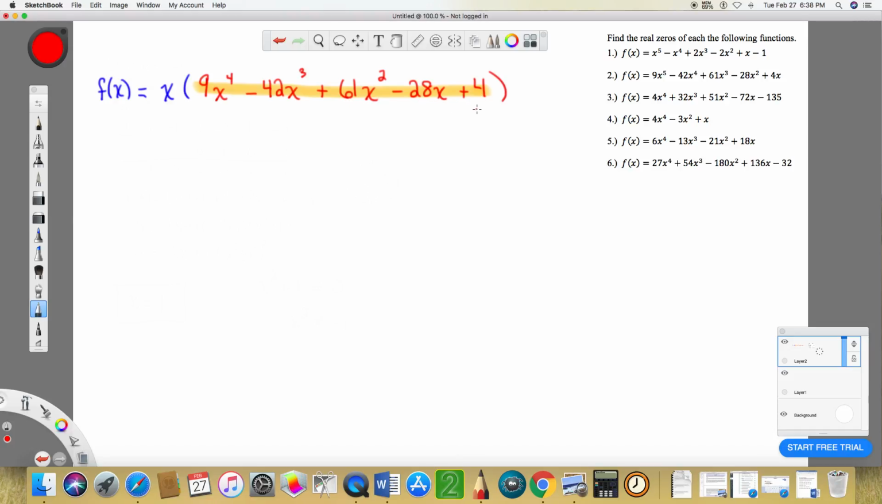So I'm going to use the rational zero theorem. I look to this constant term, and I look at the factors of 4, which are just 1, 2, and 4. And I look to the leading coefficient, which is factors of 9.